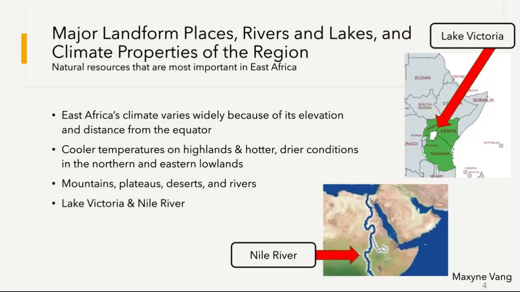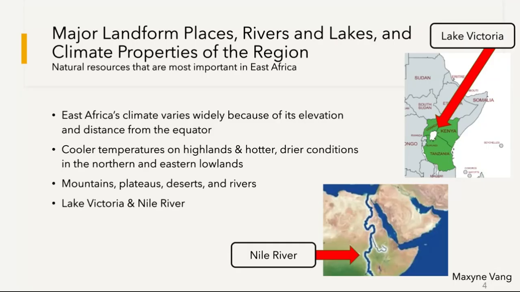Major landforms, places, rivers and lakes, and climate properties of the region. East Africa's climate is incredibly diverse, and that's mostly because of its elevation and how close or far different areas are from the equator. Since much of the region lies along the equator, you'd expect it to be very hot, but that's not always the case. In the highlands, like Kenya and Ethiopia, the higher elevation brings cooler temperatures and more rainfall. Meanwhile, the northern and eastern lowlands tend to be much hotter and drier, with deserts and semi-desert conditions.